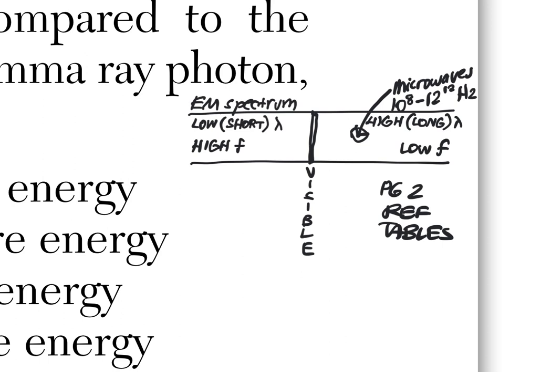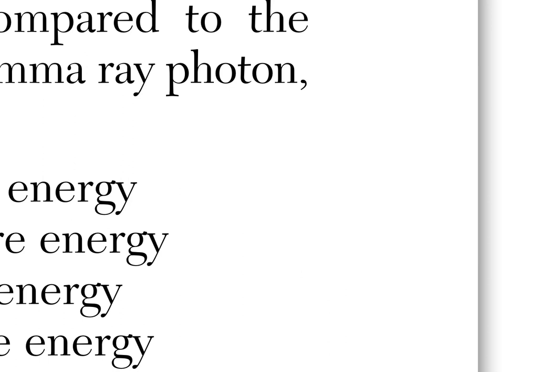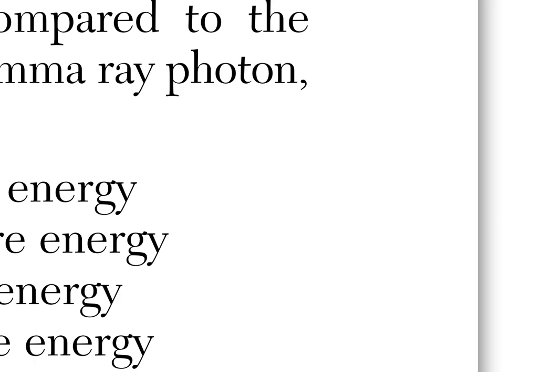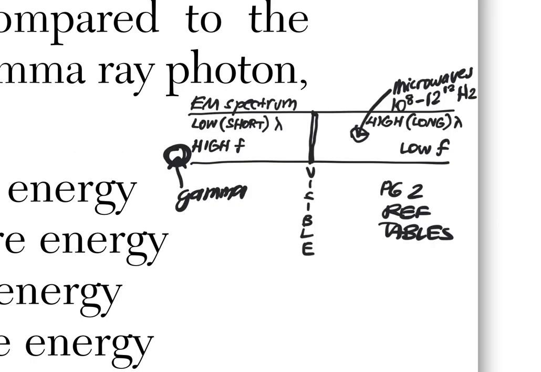But then gamma rays are all the way on this end. They are super high energy, gamma rays. Gamma is coming in with a frequency starting at about 10 to the 18 and up. So the frequency is greater than 10 to the 18 hertz. All right.